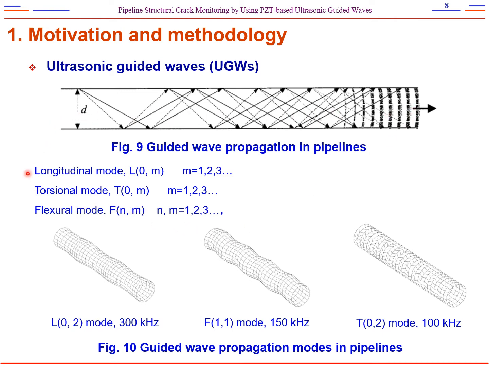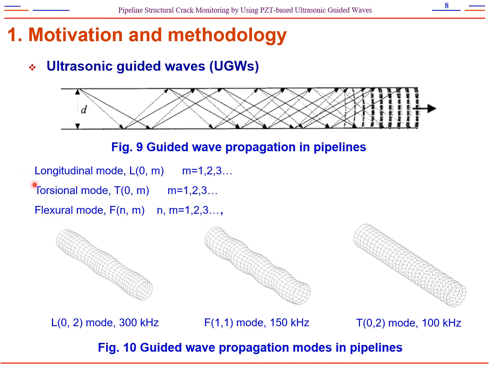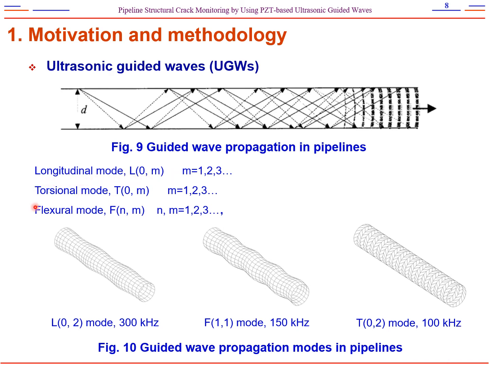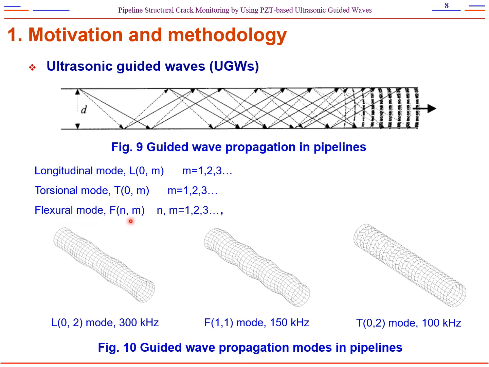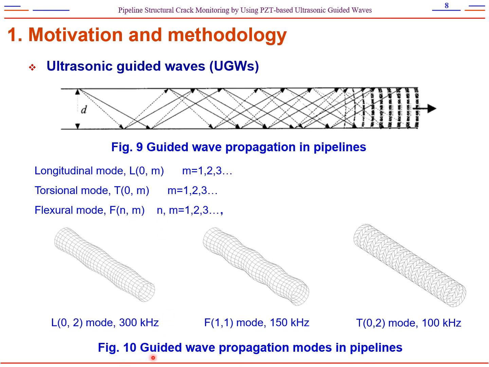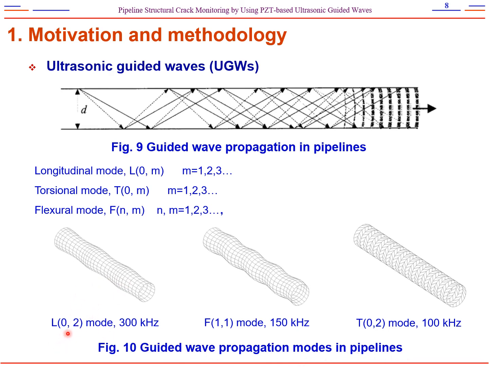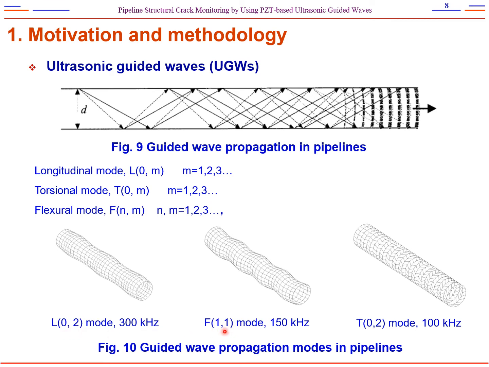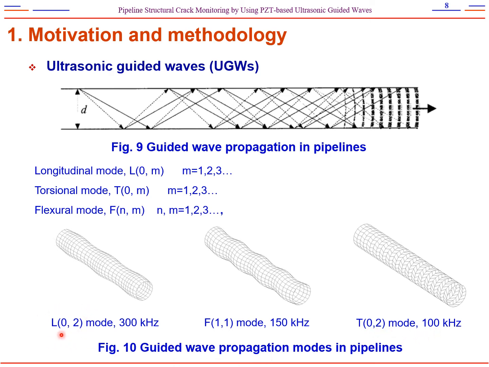And there are three typical vibration modes for the guided wave. The first is longitudinal mode, L mode. The second is torsional mode, T mode. And the third is a flexural mode, F mode. And Figure 10 is the example of the guided wave propagation mode in a pipeline. This is the L02 mode, and this is F11 mode, and this is the T02 mode. In this presentation, we will use L02 mode.